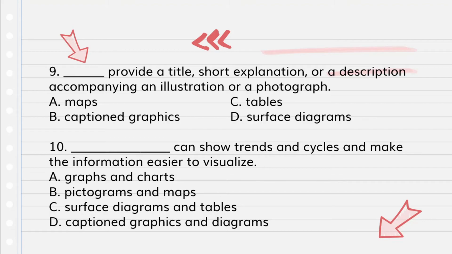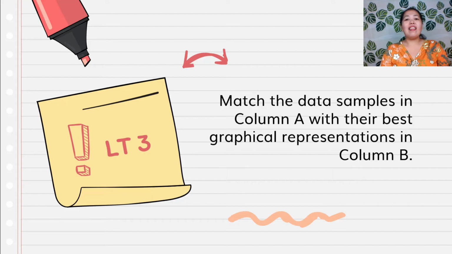Let's have the last number, 10. Blank can show trends and cycles and make the information easier to visualize. Is it A, graphs and charts, B, pictograms and maps, C, surface diagrams and tables, or D, caption graphics and diagrams? Okay, now let's enhance our understanding of the lesson by doing the learning task 3.